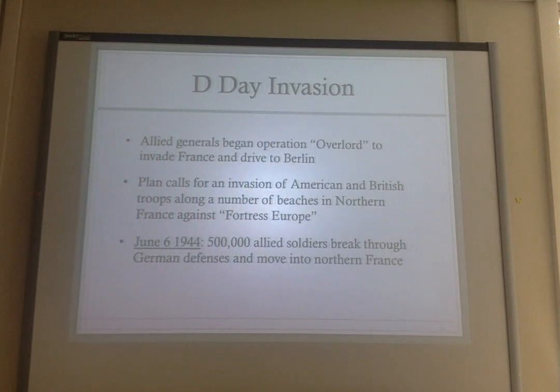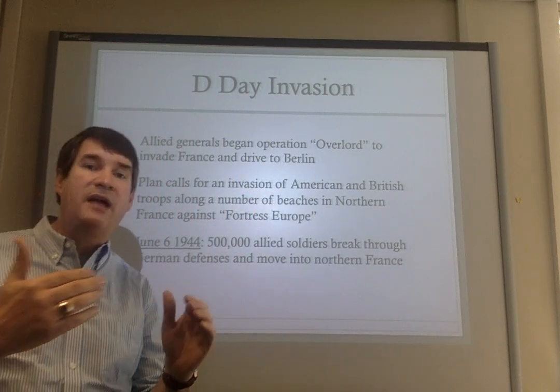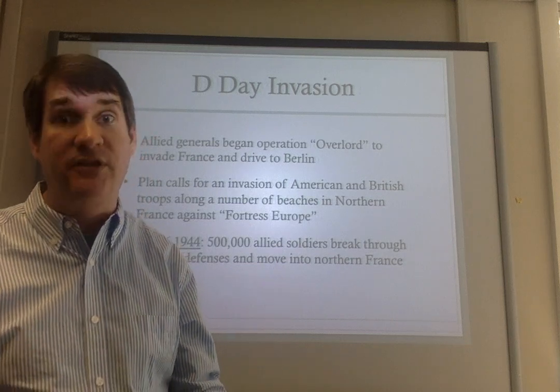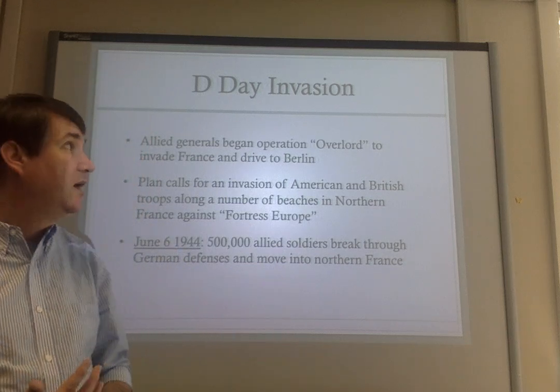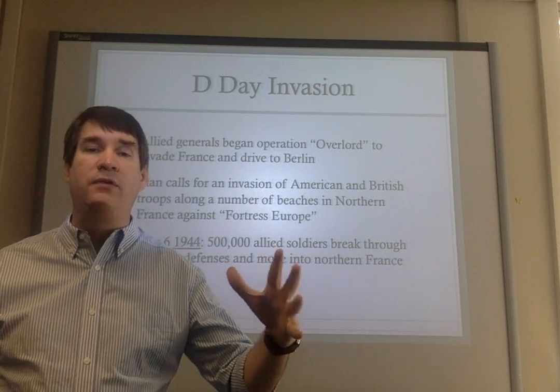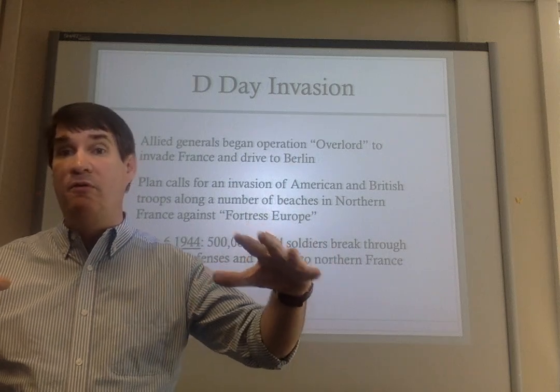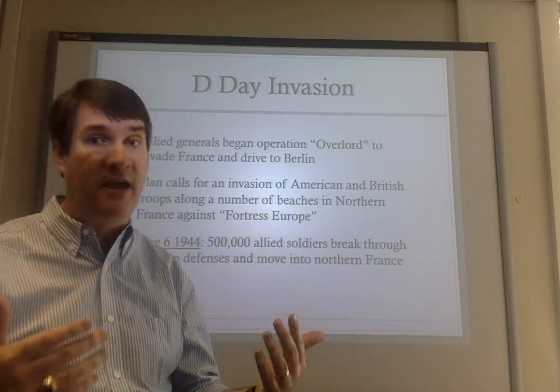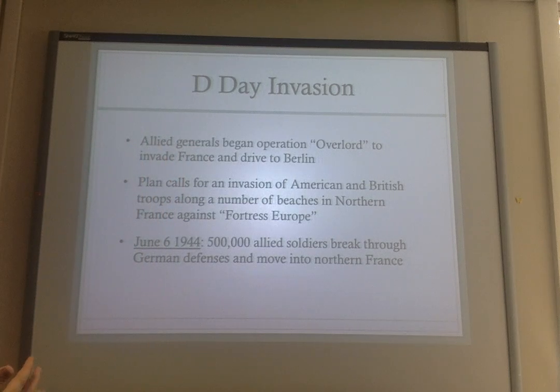Now, the D-Day invasion. So as the attack slows in Italy, then they go back to option 1, right? So now we can do this. And so it's called Operation Overlord. And it calls for an invasion of northern France and Belgium on a number of beaches, right? British and American troops on a number of beaches. And, of course, this is a very famous attack that you've probably heard of. And they're going to attack Fortress Europe.